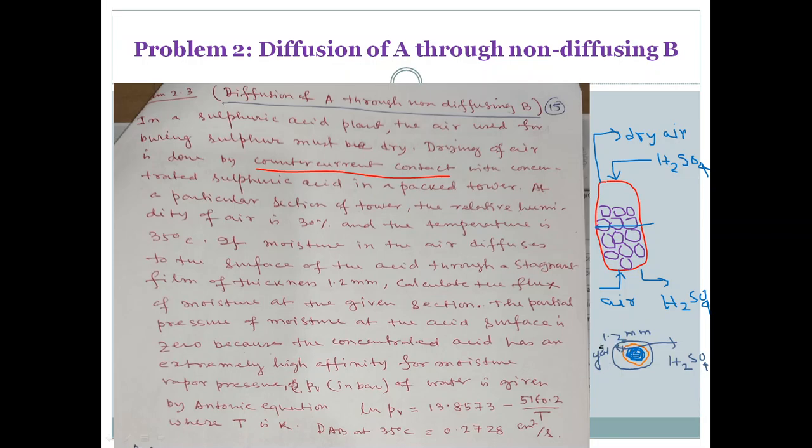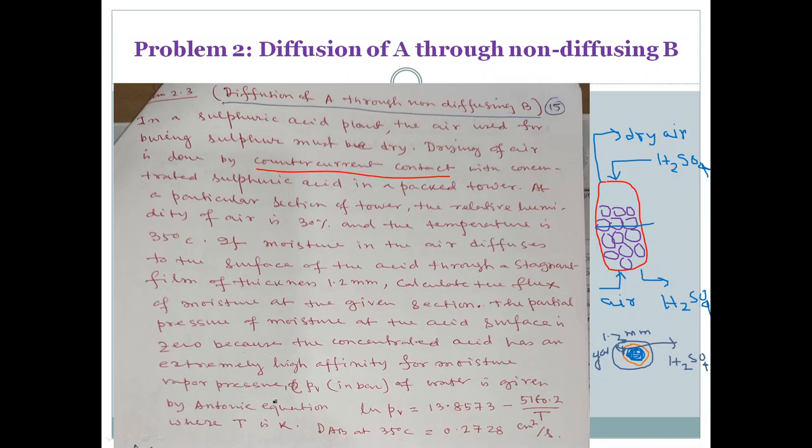Now, the bulk air is at 30% humidity, but at this point the partial pressure of moisture is 0. Why is it 0? Because moisture has a very high affinity to be absorbed. Whenever the moisture comes, it is immediately taken out by the sulfuric acid. That's why no moisture is left here, and there won't be any partial pressure. The partial pressure of moisture at the surface is 0 because the concentrated acid has an extremely high affinity for moisture vapor.